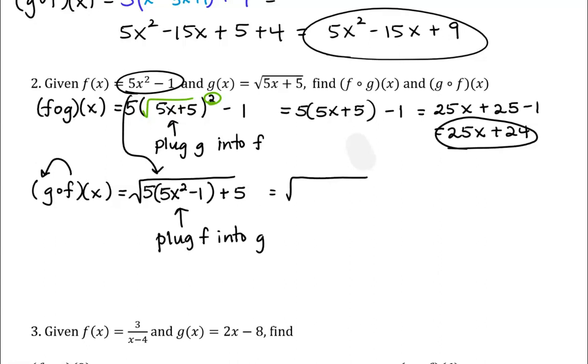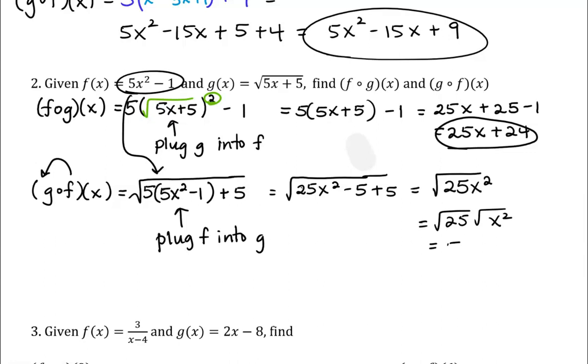Notice that here everything is under the square root. We're going to distribute the 5 under that square root to give us 25x squared minus 5 plus 5. The 5's will cancel out and we're left with the square root of 25x squared. We can separate this into two separate square roots, and the square root of 25 is 5, and the square root of x squared is the absolute value of x.